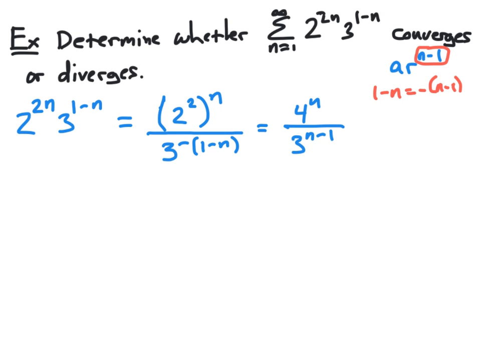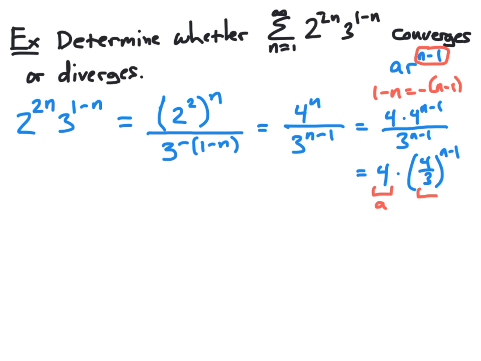In the numerator, we have 4 to the n, and we want 4 to the n minus 1. And so we can break this up as 4 times 4 to the n minus 1, all over 3 to the n minus 1. And now we just need to group like exponents, and we have what we are looking for. We have an initial value of 4, and everything else can be written as 4/3 to the n minus first power. Well, once we have it in this form, we see that we have an initial value a of 4 and a ratio of 4/3.